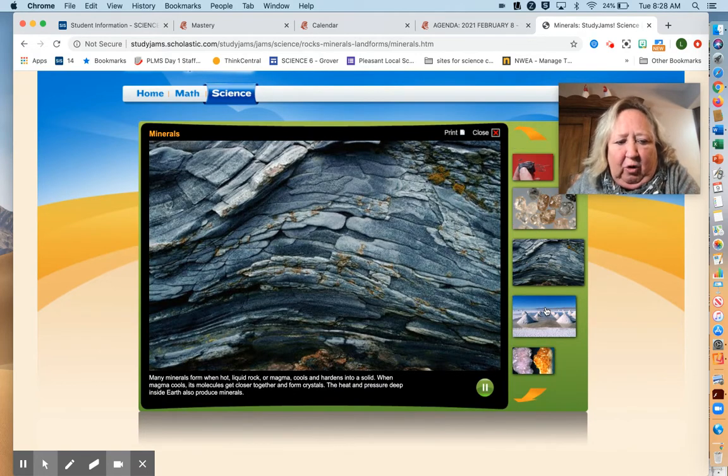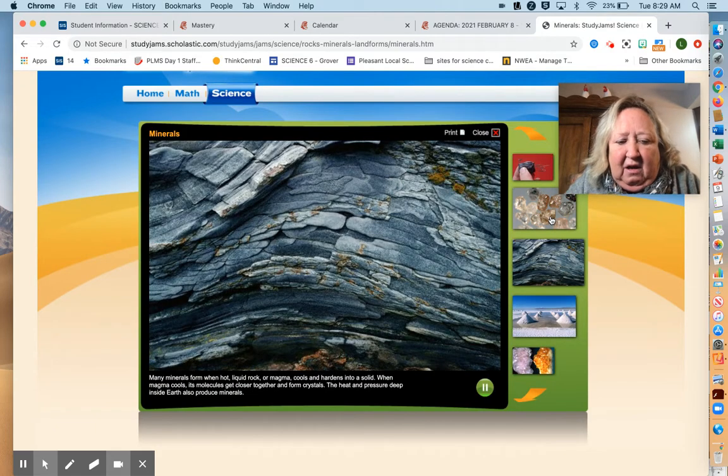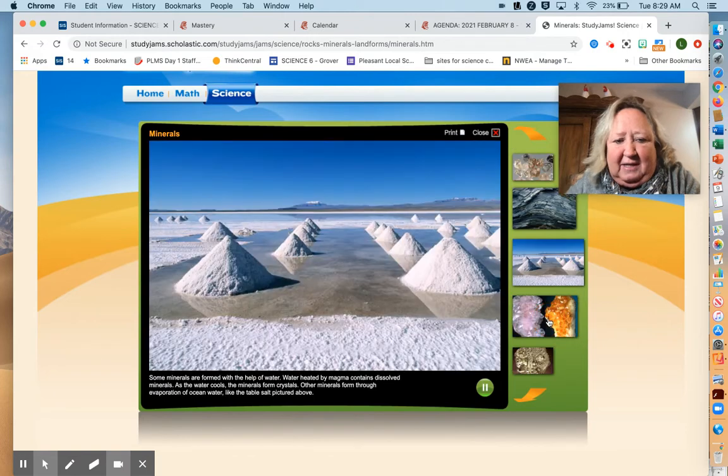Remember, there are three ways minerals form. This is the first one: when hot liquid rock, or magma, cools or hardens into a solid. When magma cools, its molecules get closer together and they form crystals. Also, another way is heat and pressure deep inside Earth can produce minerals. So that's two, and we're going to see the third one right now.